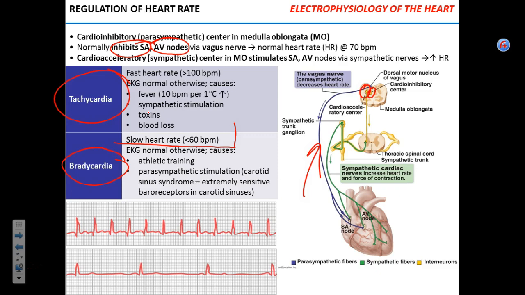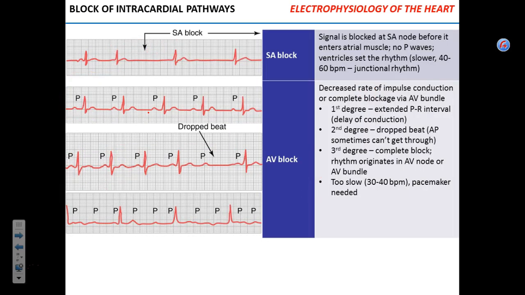Although compared to whales, in whales, the resting heart rate is, I think, 5 beats per minute. But they have like a massive heart, 3 tons or something like that. It's enormous. Now, what are the pathologies of the conduction system?